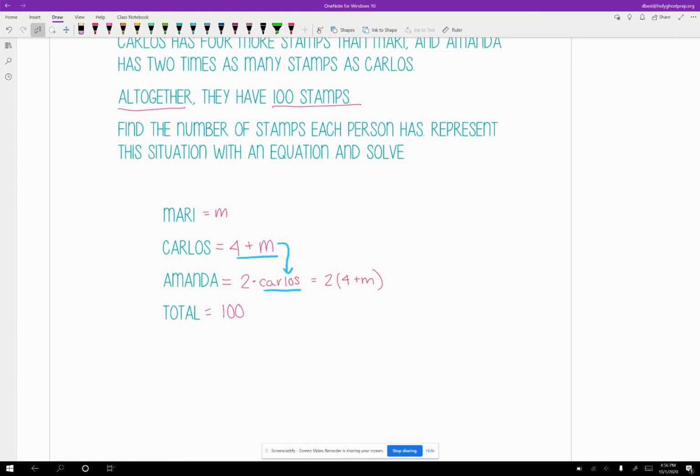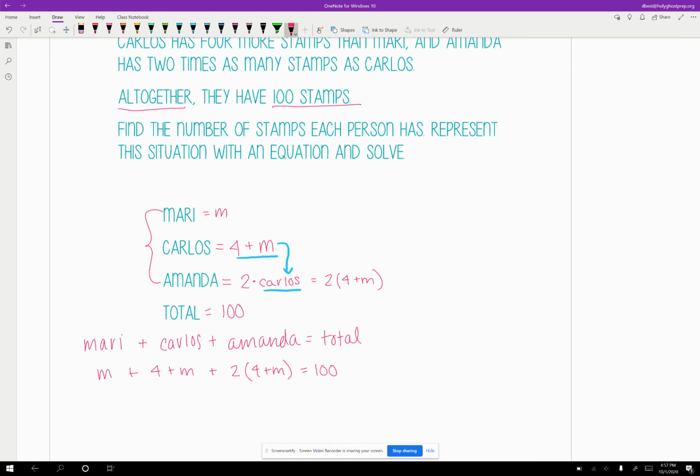My goal is to set up an equation, and I know all 3 of these people together add up to the total, 100. So thinking in terms of a verbal equation, I could write Mari plus Carlos plus Amanda equals my total. Now I'm going to switch out their names for what I wrote that they are equal to. So Mari gets an M, Carlos is 4 plus M, and Amanda is 2 times (4 plus M). And I also already know my total is 100.